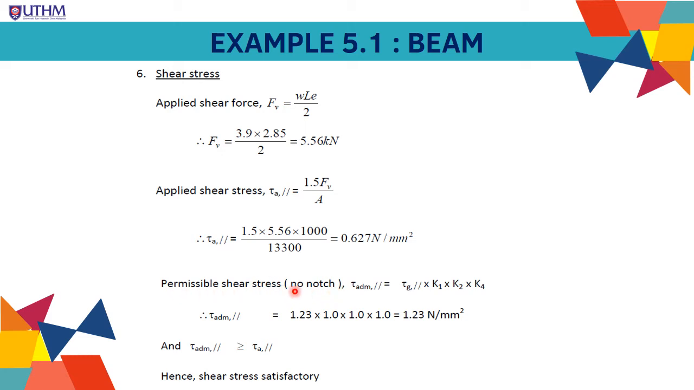Permissible shear stress is then calculated as shear stress parallel to grain times the modification factors K1, K2 and K4. We get 1.23 Newton per millimeter square. Our shear stress is satisfactory because our permissible shear stress is more than applied shear stress.